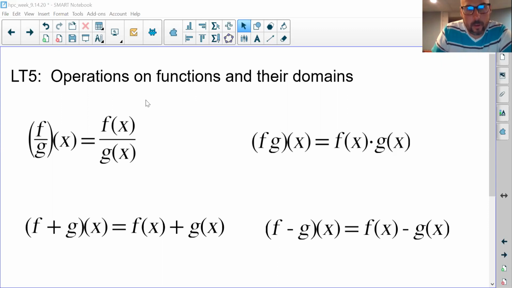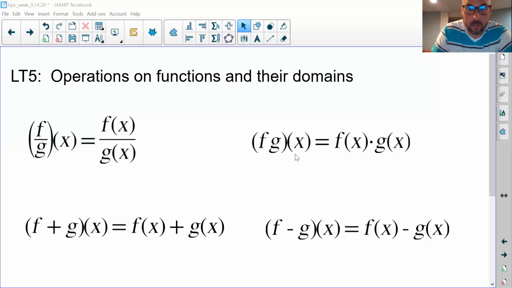Okay, the operations are things you really already know: division, multiplication, addition, and subtraction. There's a fifth one with functions called composition, which we'll get to in another video. It's first just the four basic. You can divide any two functions, and x is your domain, your input. This notation is the same as f of x divided by g of x.